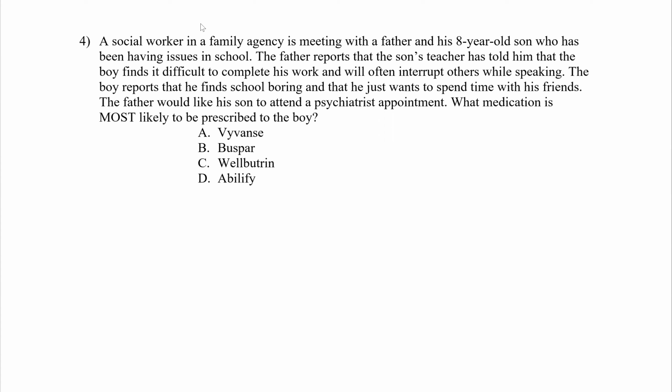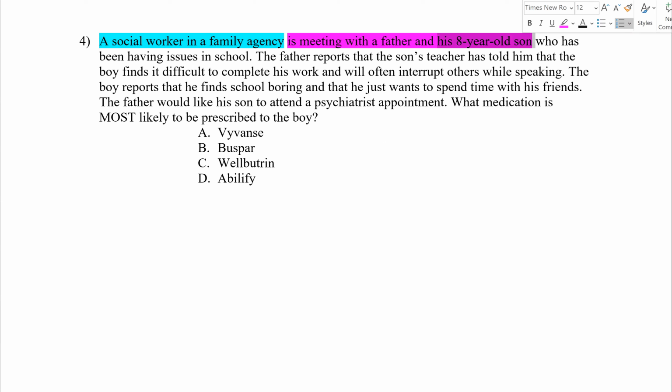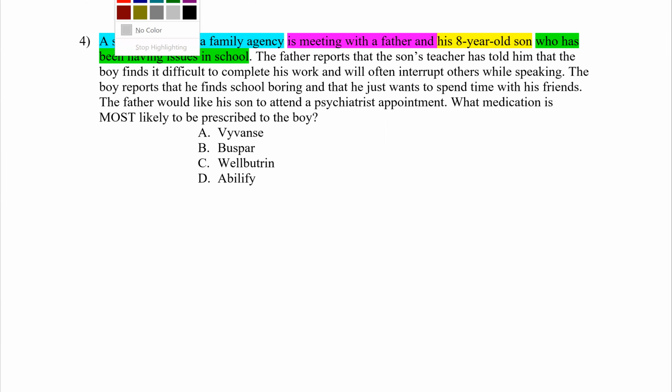Shutting down the polls. The majority think it is A. Second place is D. Third place is B and C. Let's look at it. We're a social worker in a family agency, so that's who we are and where we are at. We're meeting with the father and his 8-year-old son, but from the looks of it, the 8-year-old son is going to be our client. Why? Because they're saying that he's having issues in school, and the father's likely not in school.